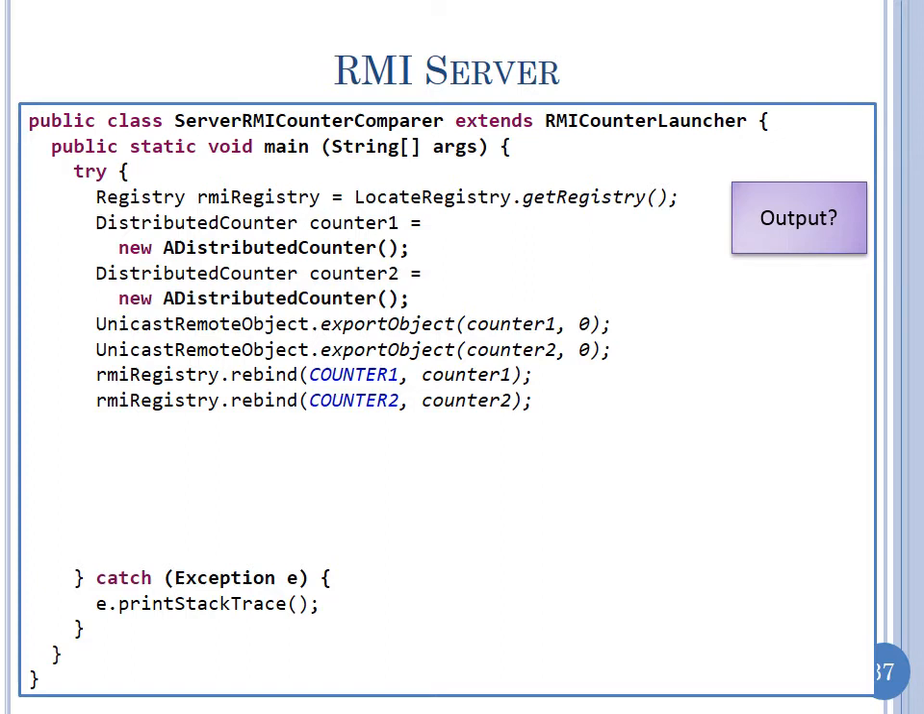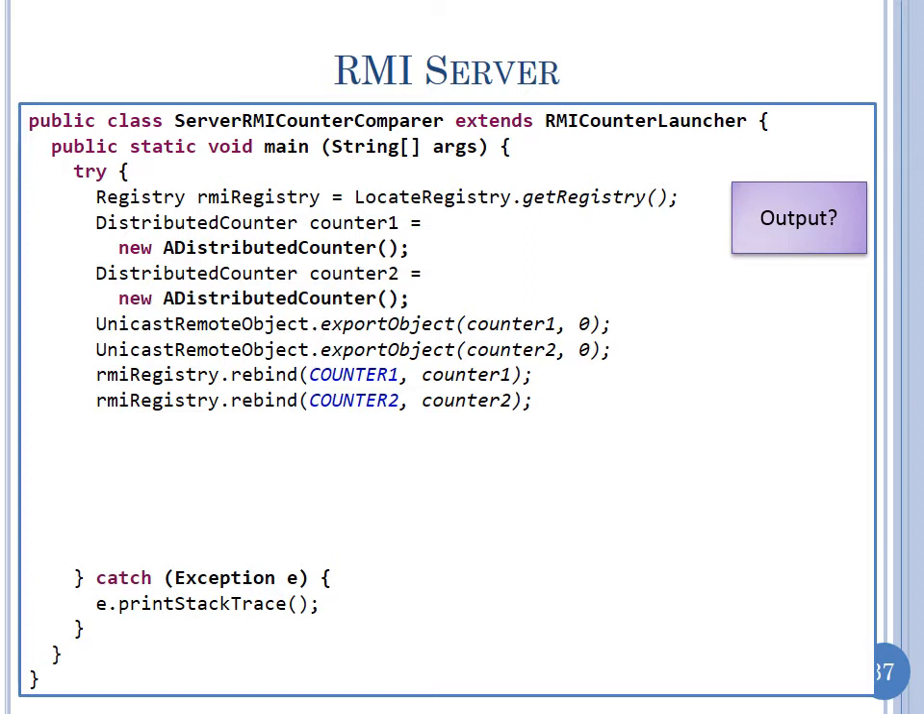Okay, so this requires much more thought, and this is going to test your understanding of what's happening in RMI. So what we are doing here is creating two distributed counters, counter 1 and counter 2, and we are exporting both of them. So we've got proxies of both of them, and then we are binding both of them.